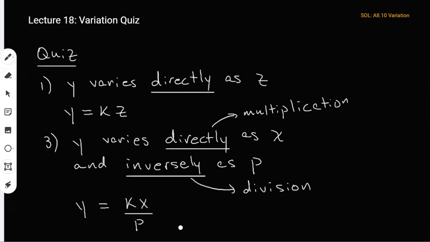So for these 4 questions, for 1 through 4, you're just writing out an equation. Okay, let's look at 7. Seven is going to be a word problem.